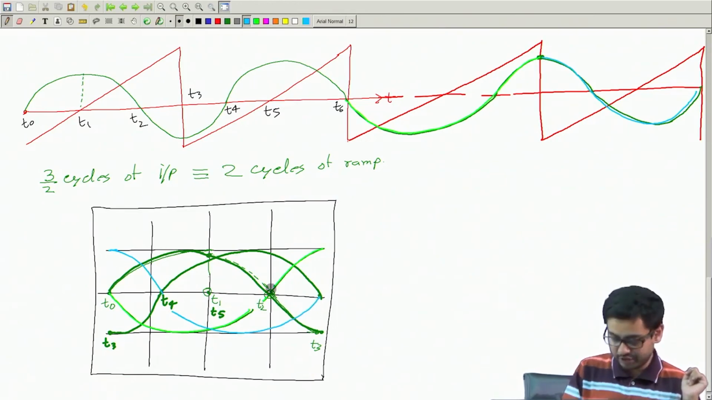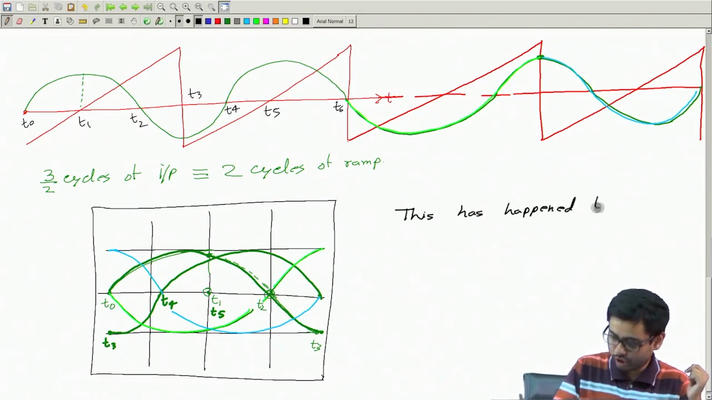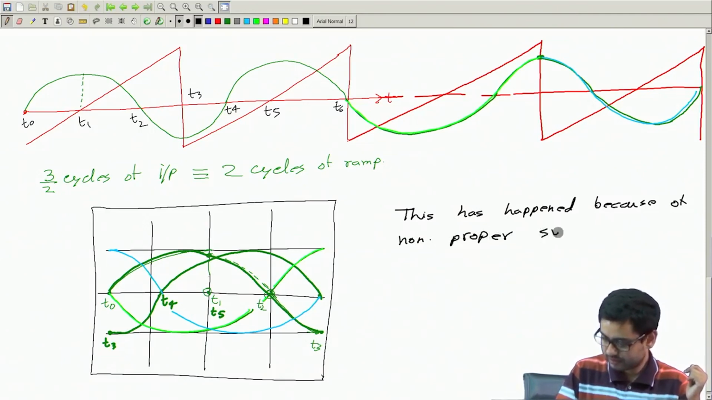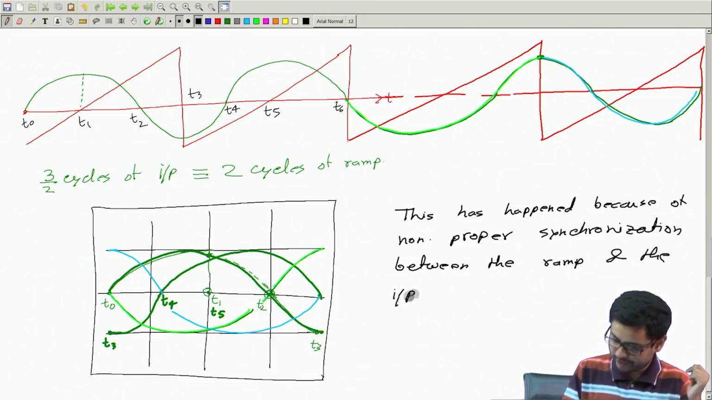Although I have drawn it with different colors, you will not see different colors in an oscilloscope. Everything will be the same color. Okay, so this has happened because of non-proper synchronization between the ramp and the input sine wave.